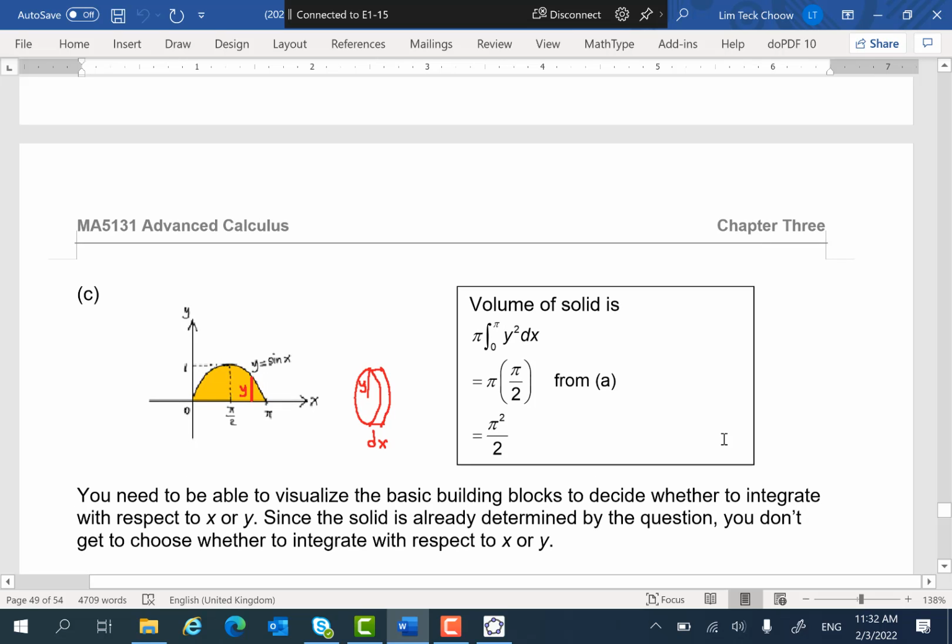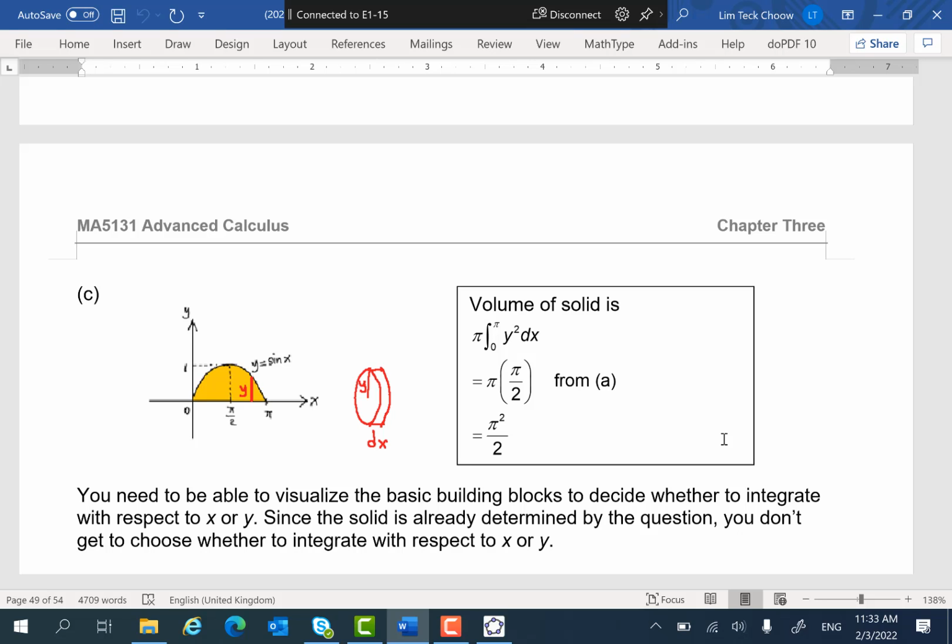Okay, for part C, I think it's much easier. Part C is the usual. Part C is just volume about the x-axis. You know what I mean? Part C is just volume over the x-axis.